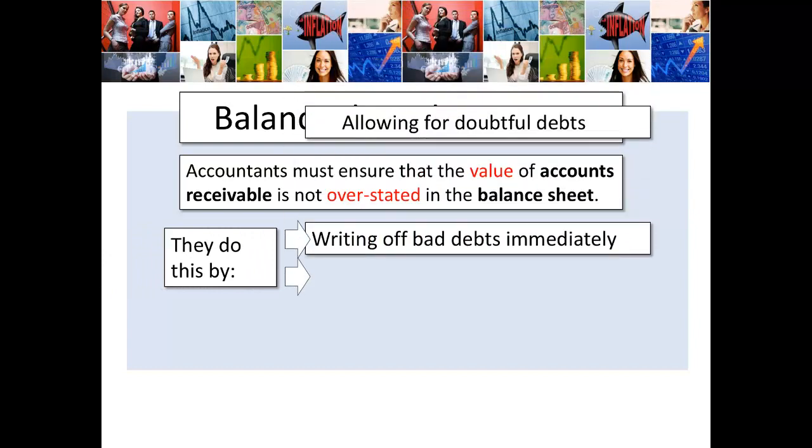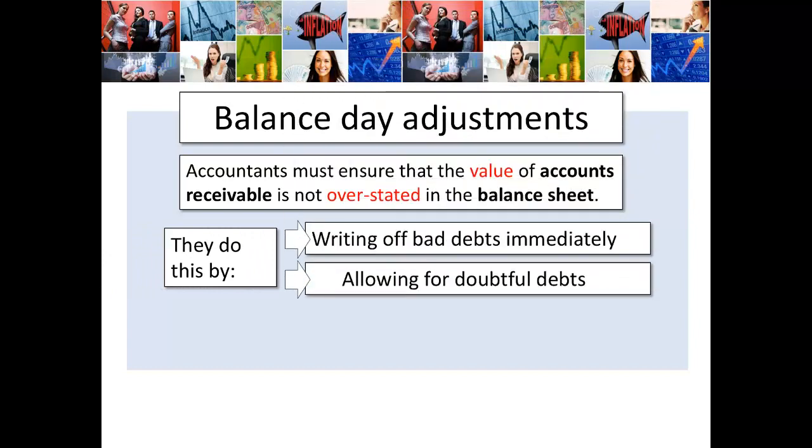Right, accountants need to ensure that the value of the accounts receivable isn't overstated in the balance sheet. So if the business has got bad debts, then the value of those accounts receivable is going to be higher than they are in reality. So accountants will make the adjustments by writing off bad debts immediately, and also by allowing for those debts which are deemed to be doubtful.